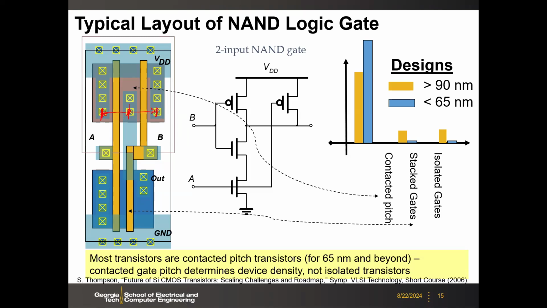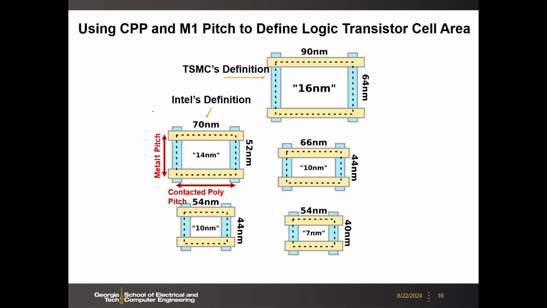So any questions? All right, so then let's look at the definitions again. As I said, the key indicators here are the CPP or CGP and the M1 pitch. This defines the logic transistor cell area, right? Instead of the physical gate length.